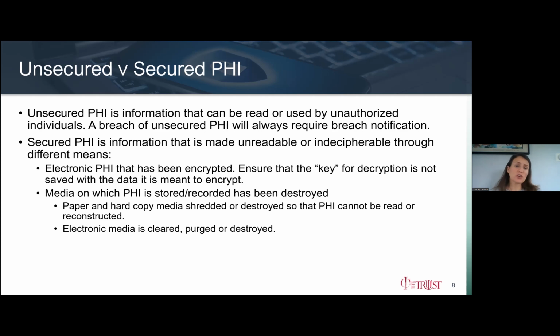And with electronic media, the same thing. It's wiping that media, purging it, drilling a hole through a hard drive if you have to, to make sure that if that media is no longer being used, no longer something in your practice, it cannot somehow go to another person who opens it up and wonders, how did I get these patient records?